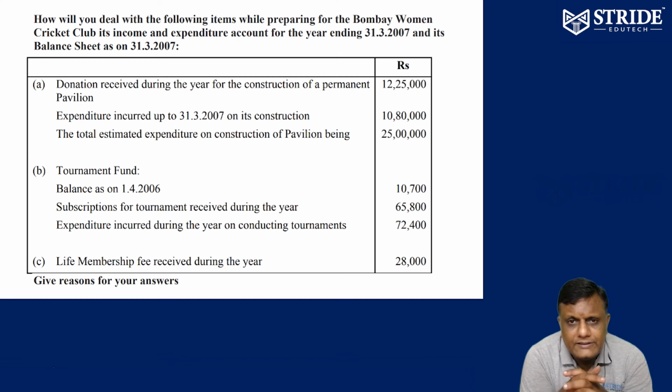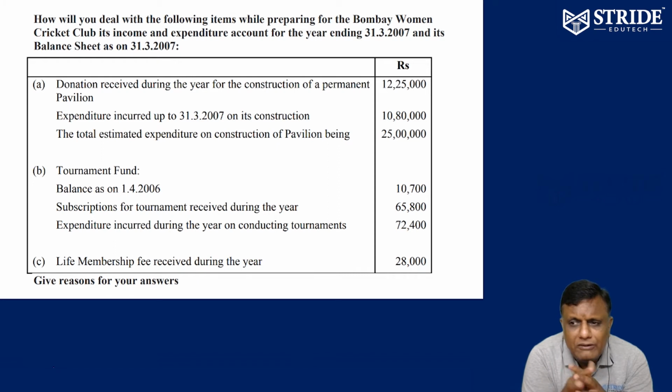That's it. Let's see how to deal with the following items while preparing the accounts of the Bombay Women Cricket Club: its income and expenditure account for the year ended 31/3/2007 and its balance sheet as at 31/3/2007. Number 1. A. Donation received during the year for the construction of a permanent pavilion: 12,25,000. Expenditure incurred up to 31/3/2007 for its construction: 10,80,000. So the donation was received only for a particular purpose, the permanent pavilion, right? How much expenditure has been done for construction? 10,80,000, right? Total estimated expenditure for construction of the pavilion is 25 lakhs. That is dummy information. We don't require it anywhere; we are not supposed to post that estimation.